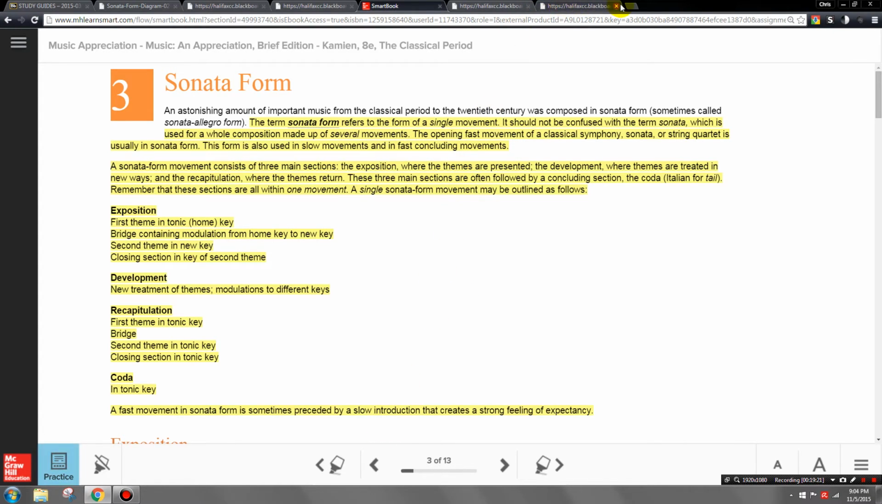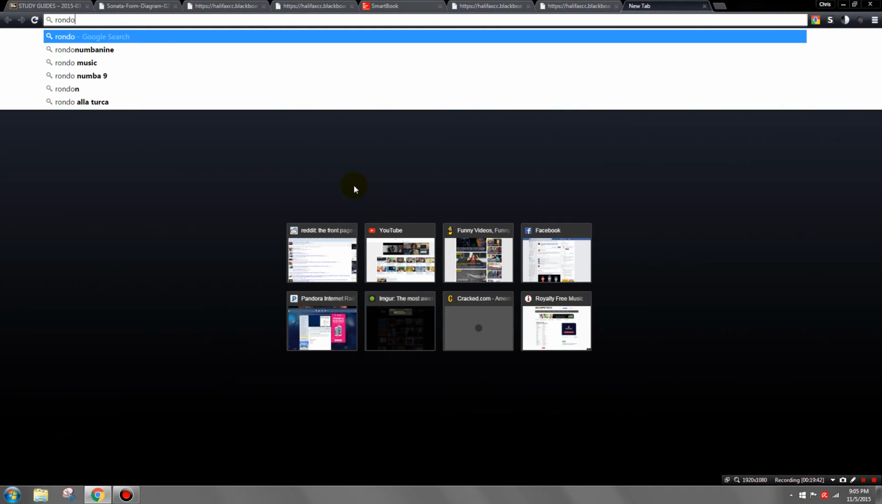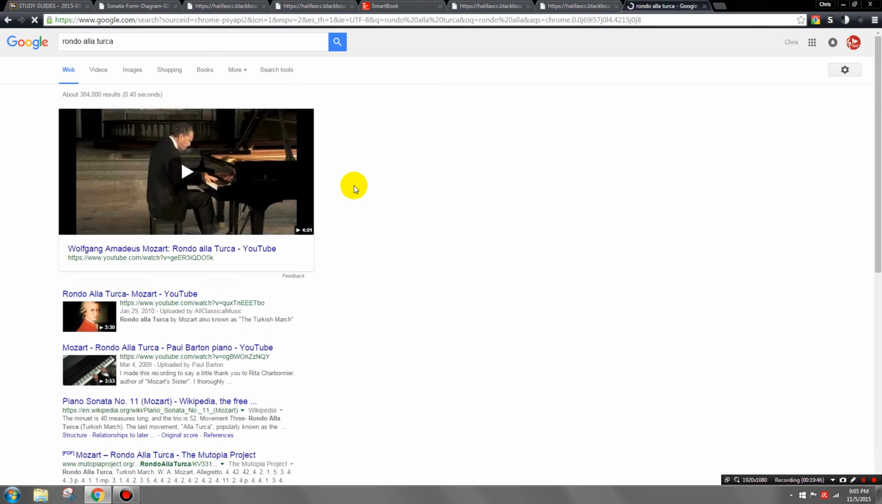So I want to take just a minute because some of the most beloved works from the classical period are sonatas. There's a piece of piano music, a piano sonata that Mozart wrote called Rondo alla Turca. Rondo alla Turca. If you type that out and you do a search for it, like say on Google, we're going to type it. It's Rondo alla Turca, and that's how you spell it.